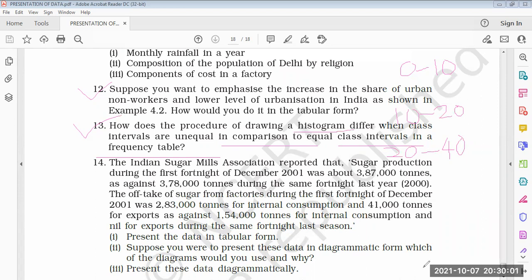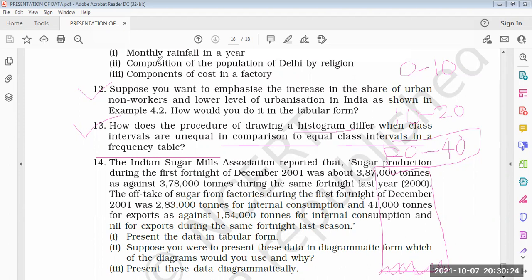So what you will do is, see, in a bar diagram this width is always going to be the same, but in a histogram you can change this width according to the length of the class interval. Did you understand? Yes, sir. That is the main difference between a histogram and a bar diagram.